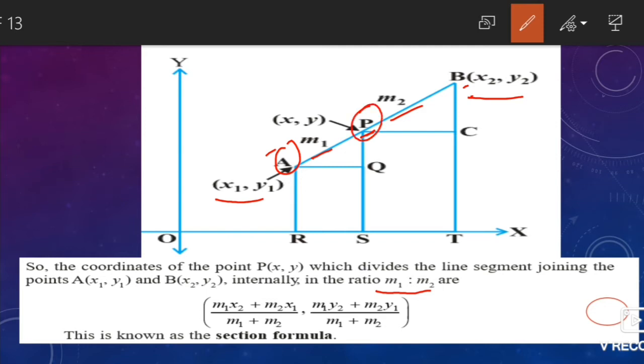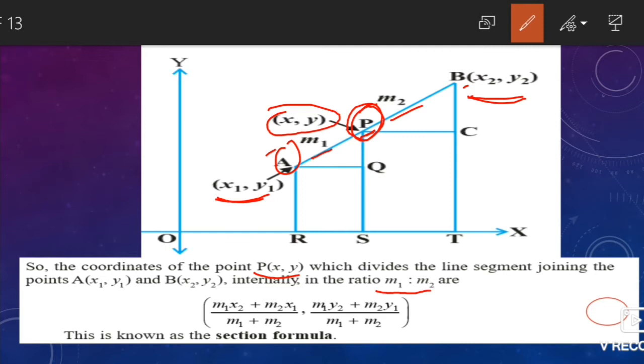The coordinate of P is not given. You have to find the coordinate of P in terms of x1, y1 and x2, y2, depending on the ratio m1 is to m2. This formula for evaluating the coordinate of P is called the section formula. Suppose I am considering the coordinate of P as (x, y).